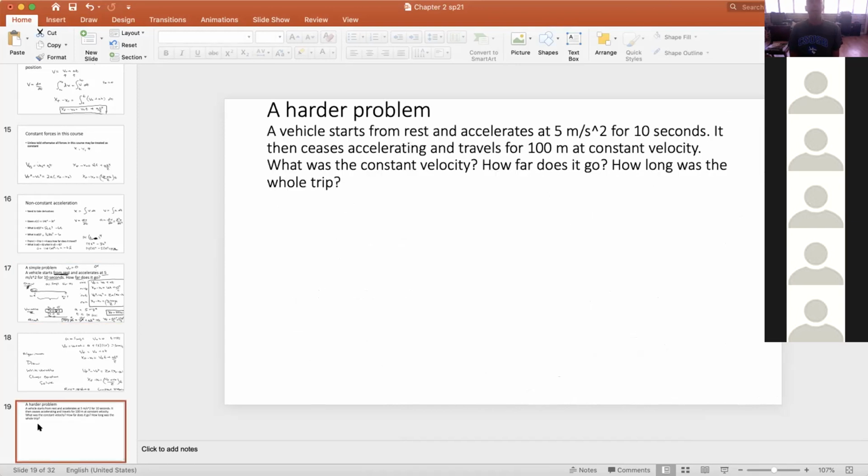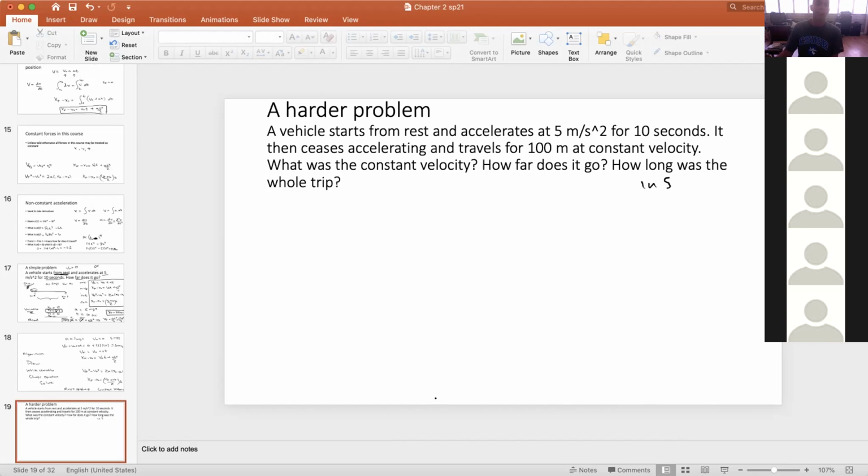Now, here's a bit harder problem using those same equations. We have a vehicle starting at rest, accelerating at 5 meters per second squared for 10 seconds. It then ceases accelerating and travels at constant velocity for 100 meters. We want to know what the constant velocity is, how far it went for the total trip, and how long in seconds the total trip took.